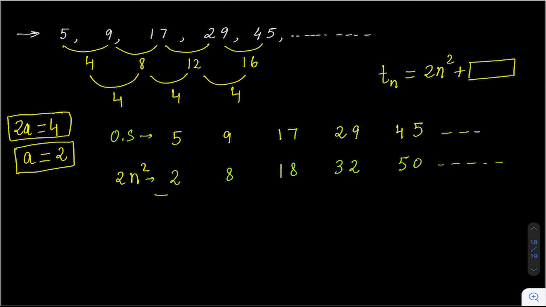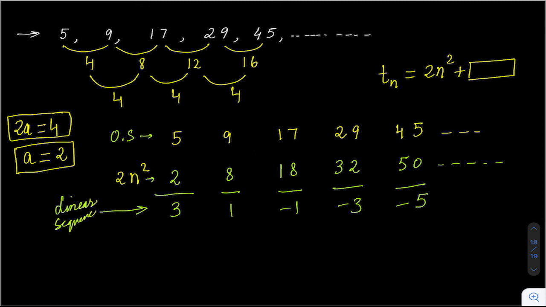Now we take the difference of this. The difference will be 3, 1, minus 1, minus 3, minus 5. So this is my difference now, and this is my linear sequence. All I have to do now is find the nth term of this linear sequence. We have already done how to find the nth term of a linear sequence. In the previous video we saw two methods, so let me just use the first one.